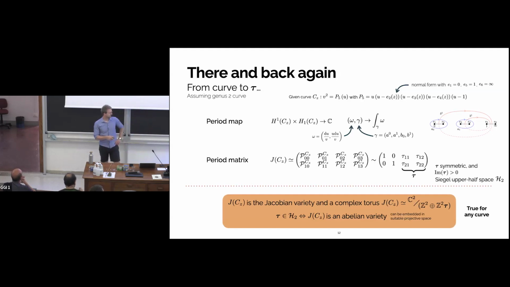And if you look at essentially this thing here, as I said before, this generates a lattice. And this lattice is called the Jacobian variety, and is also a complex torus, just as in the elliptic case. And you can always find that if tau lives in a Siegel upper half space, then this Jacobian is an abelian variety. So this is an important property that we will need for later. And this is true for any curve.